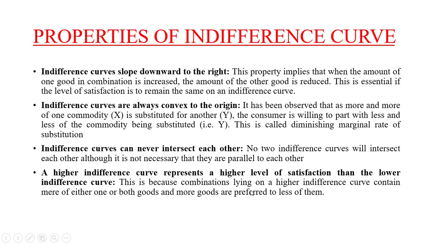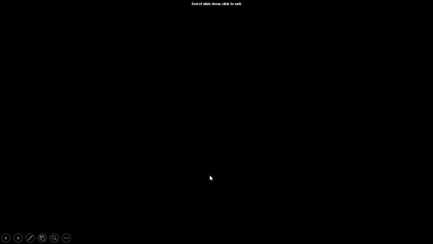Okay, so these are the properties of the indifference curve, and they are very important for you to understand. The most important thing here is your properties. You need to remember all these properties. Slope downward to the right. They are always convex to the origin. They can never intersect each other, and a higher indifference curve represents a higher level of satisfaction. So hope you have understood, and thank you.